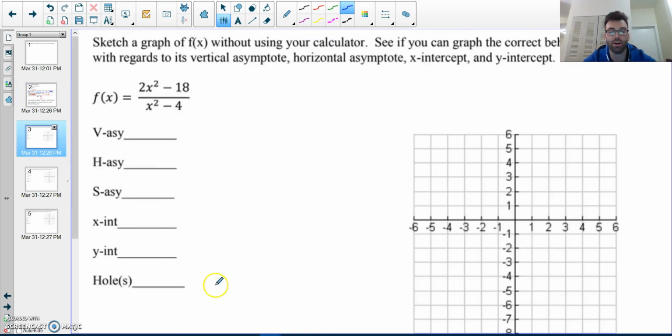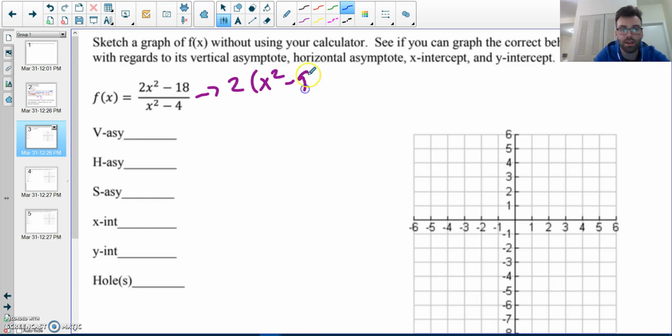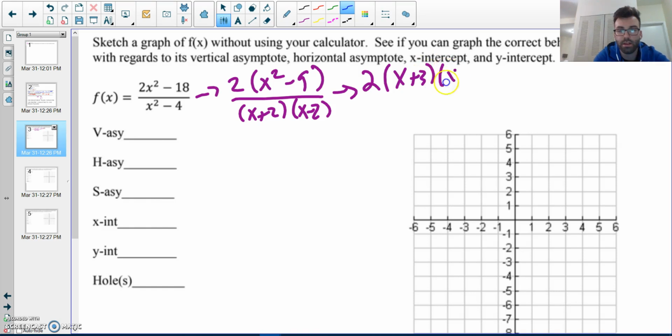All right, so let's put it all together here. Let's put it all in one. The first thing I need to do is to factor. I'm going to factor the numerator. It's going to be 2 times x squared minus 9 over x squared minus 4, which will give me x plus 2, x minus 2. I'm going to keep going in my numerator: 2, x plus 3, x minus 3, all over x plus 2, x minus 2.